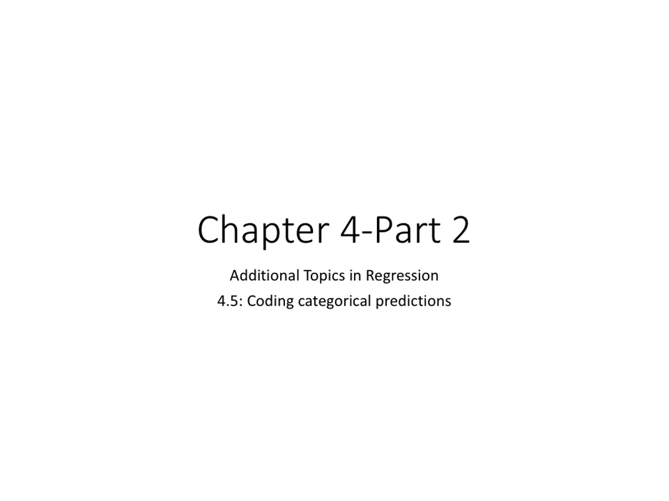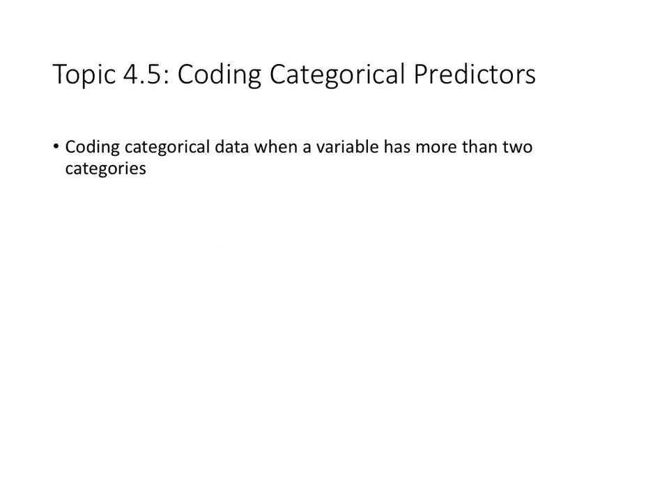Okay, in the second part of Chapter 4, we're going to look at Section 4.5, which deals with coding categorical predictor variables. If you remember, back in Chapter 3, we looked at categorical variables that were binary, like the growth rate example for children. One of the variables had to do with gender, so we had indicator variables for whether the child was a girl or a boy.